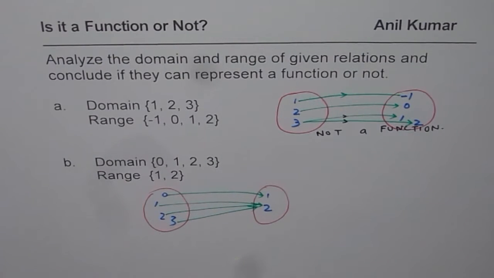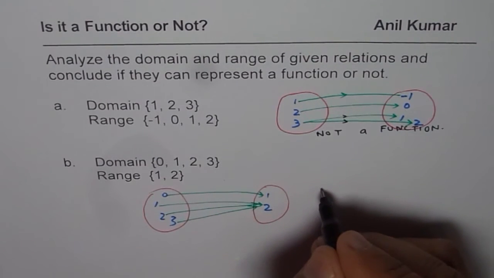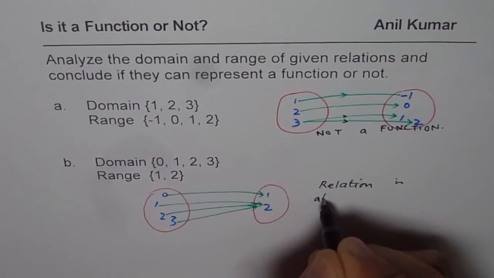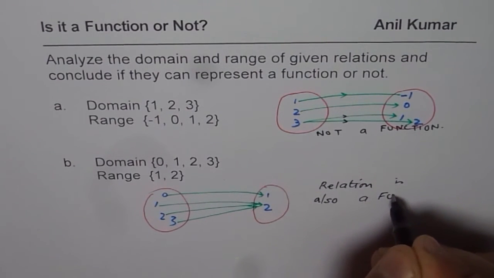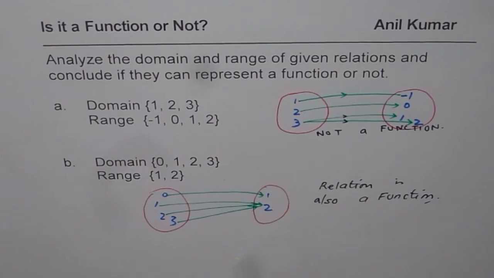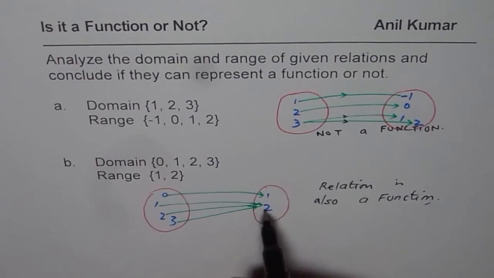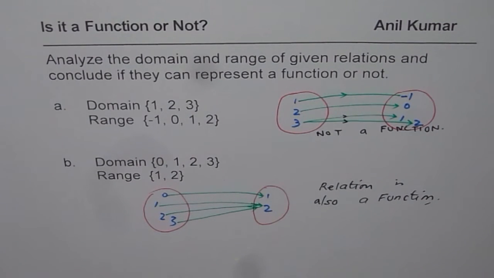Now in this situation, what you observe is that each element in the domain is mapped with a unique element in the range. Therefore, this relation is a function, right? So this relation is also a function. Do you see that? So that is how we could do. So all these are uniquely linked to an element here and therefore it is a function, correct? So that is how you can explain.